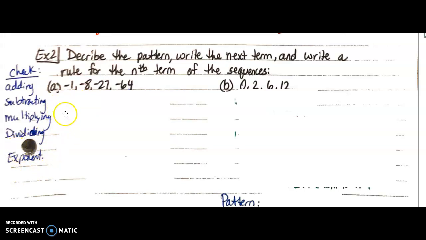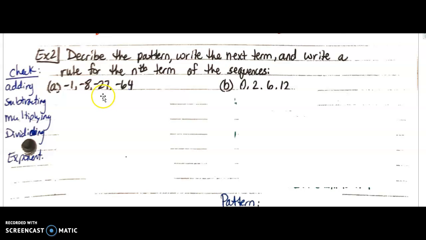So let's try exponent now. If I do 1 to the third power, that gives me +1. Let's check this out. So 1 squared is 1, 1 cubed is 1, 1 to the fourth is 1. So now let's try out 2. 2 squared is 4, 2 to the third power is 8. I need a -8, but we'll deal with that in a second. So if I do 1 to the third, I get 1. If I do 2 to the third, I get 8.